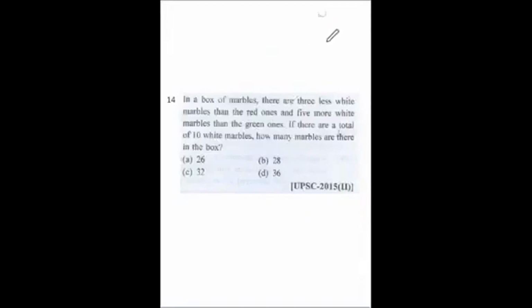white marbles are there, red and green, and total white are 10 and white are 3 less. So red will be 13, and 5 more white marbles than the green one, so minus 5 means 5 for green. So total is 10 plus 13 plus 5 is 28. So answer is 28, that is B.